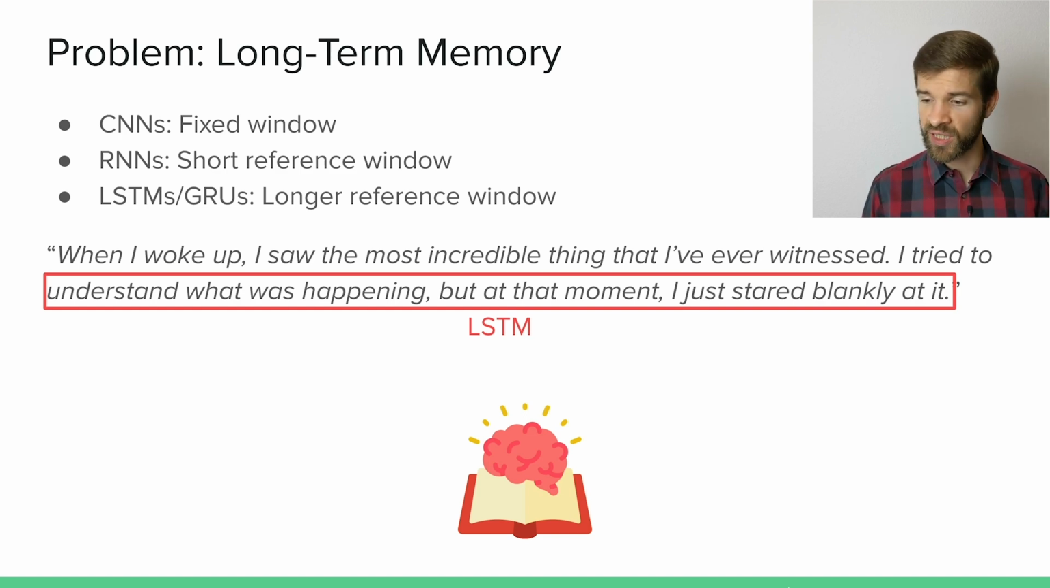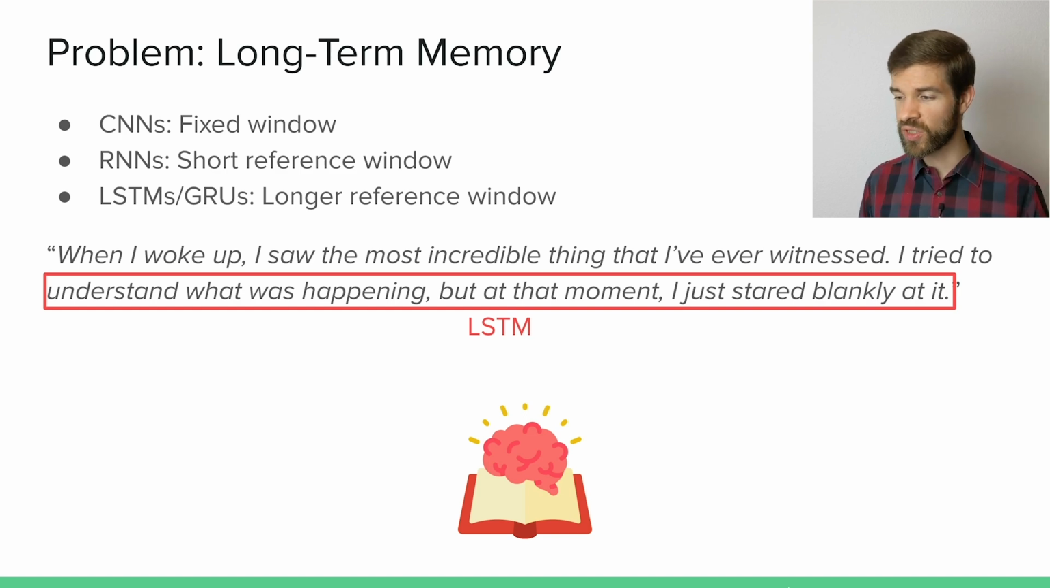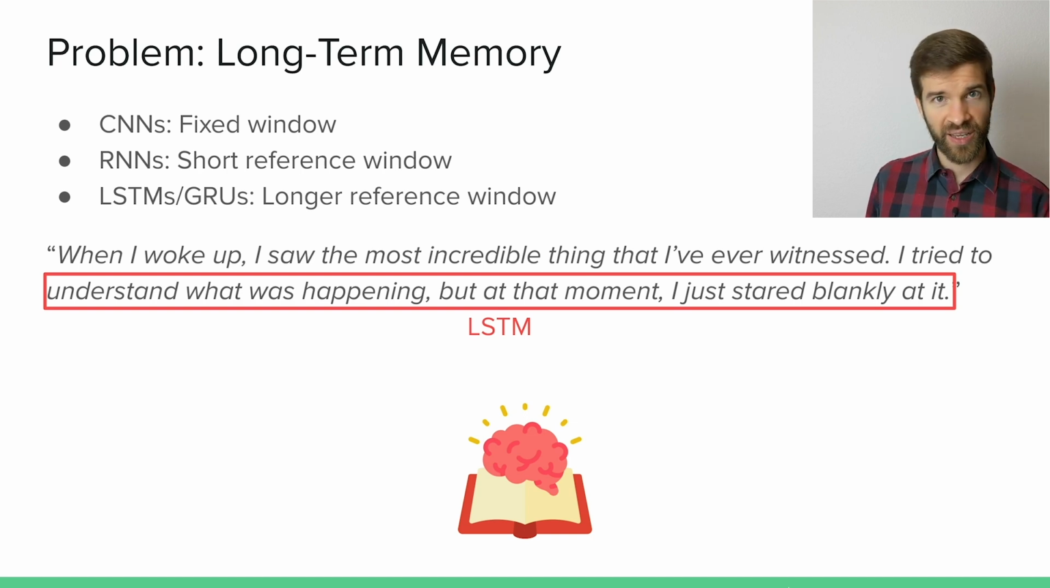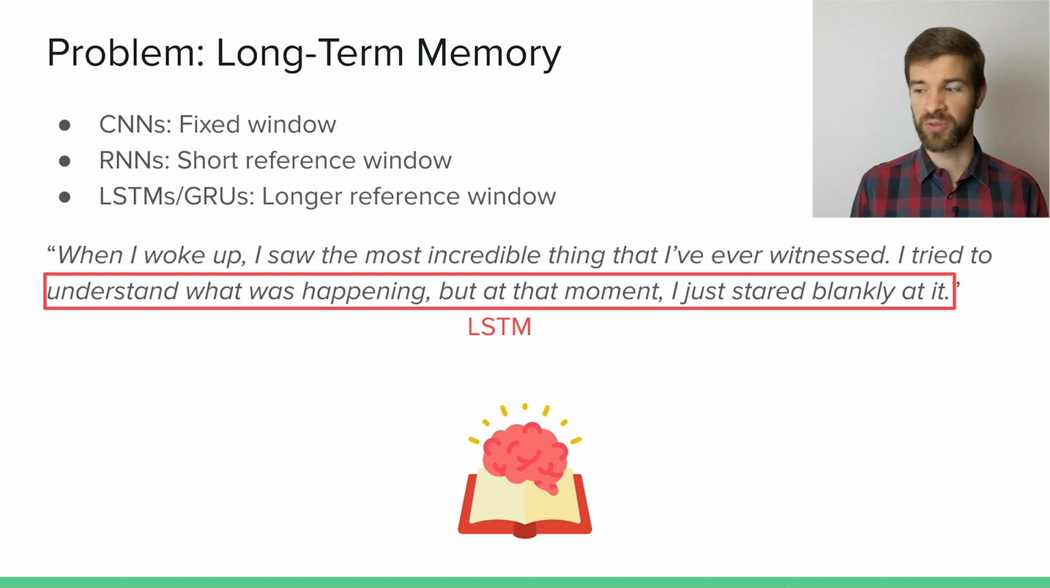For example, here, when we were reading the sentence, "When I woke up, I saw the most incredible thing that I've ever witnessed. I tried to understand what was happening, but at the moment, I just stared blankly at it." Thinking about this word "it" at the very end, what does it refer to? Even with the long reference frame that LSTMs give us, it can refer to something that we saw much earlier, in this case, the most incredible thing. And if we're outside of the reference window that we are able to access, we have a hard time understanding the context of what it refers to.